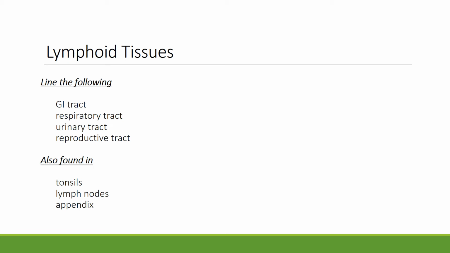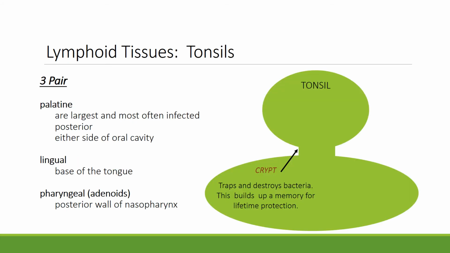Lymphoid tissues are located in many places. They line the GI tract, the respiratory tract, the urinary tract, and the reproductive tract. You also can find lymphoid tissues in tonsils, lymph nodes, and the appendix. There are 3 pairs of tonsils: the palatine tonsils, which are the largest and the most often infected. They are located posteriorly and on either side of the oral cavity.